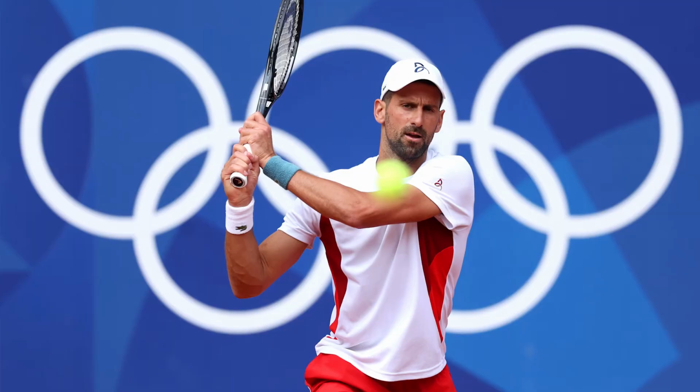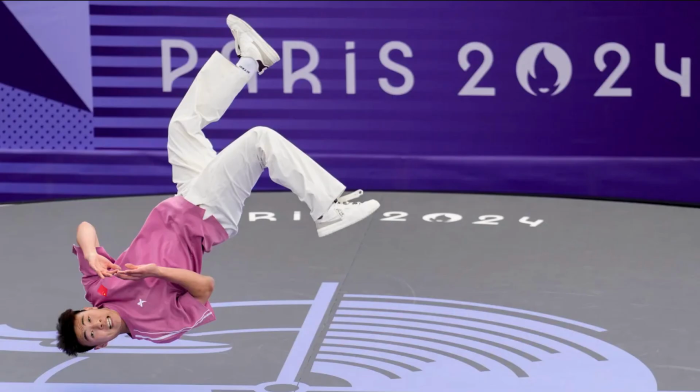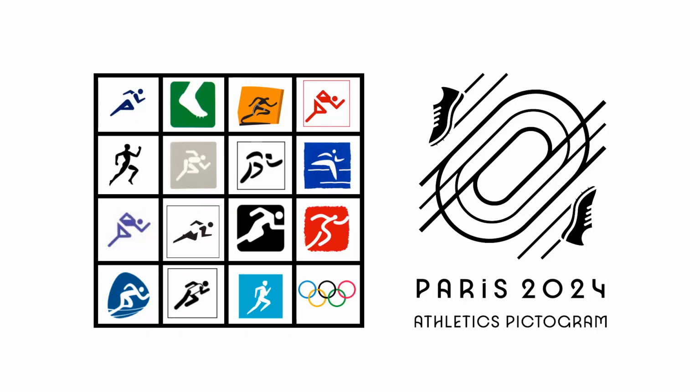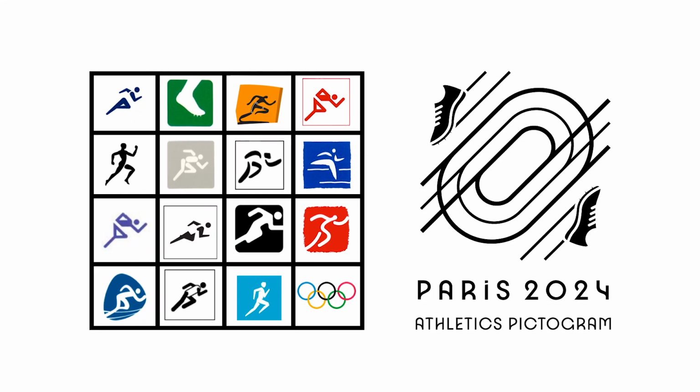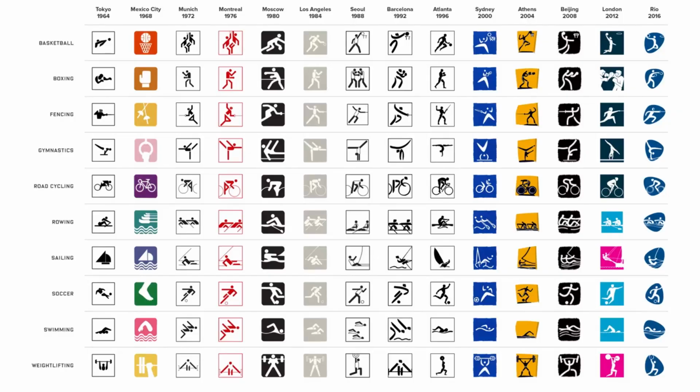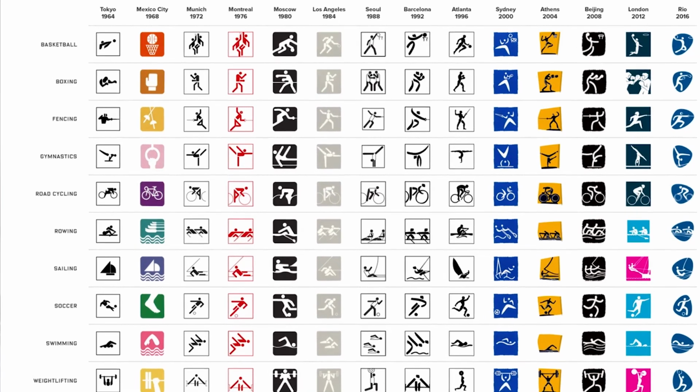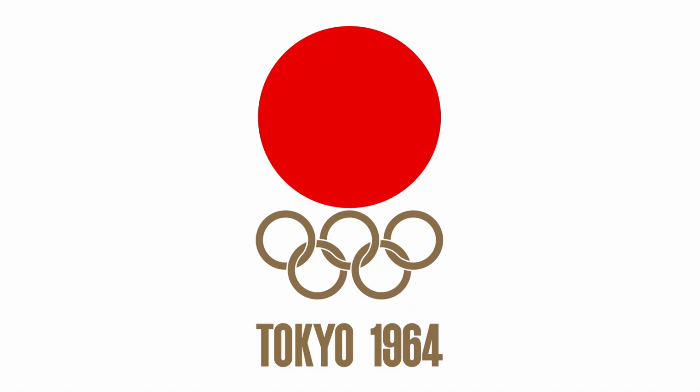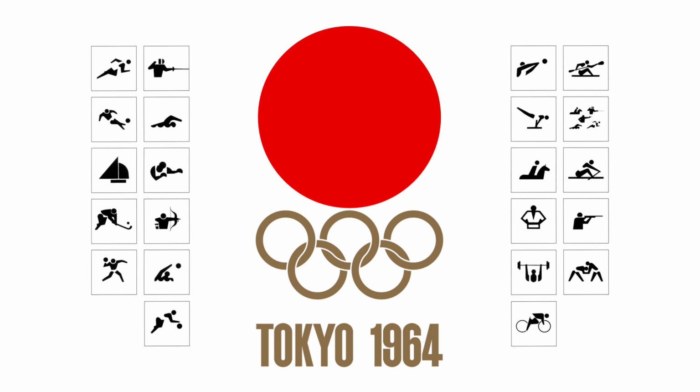The Paris 2024 Olympic Games have recently come and gone, and one thing that really caught my attention was how radically different the pictograms looked compared to previous Olympic Games. For those unaware, pictograms are the symbols and figures used to represent all the different sports as a universal visual reference guide that everyone can easily and quickly understand, no matter what language you speak. And this goes all the way back to the Tokyo 1964 Olympic Games.